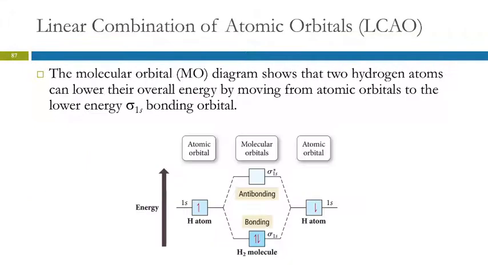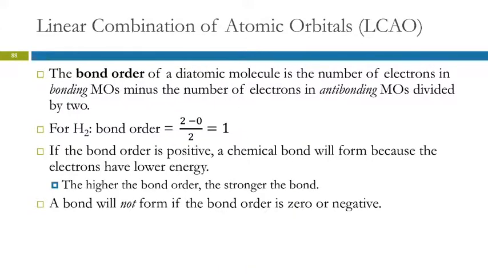Let's go back and look at this diagram. How many electrons are in the bonding orbital? 2. And how many are in the anti-bonding orbital? 0. So we take the number of electrons in bonding orbitals minus those in the anti-bonding, and then we divide by 2. So it's sort of an average. The bond order for hydrogen is 1.